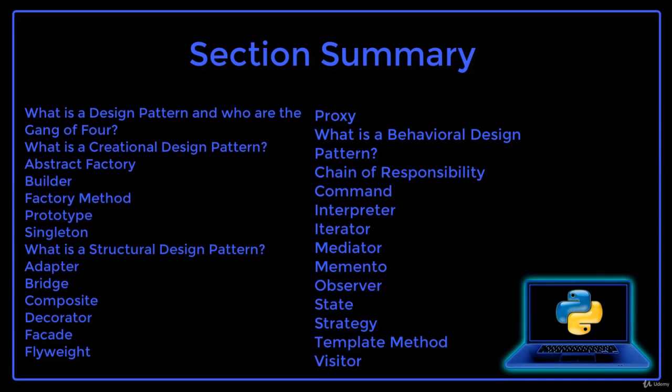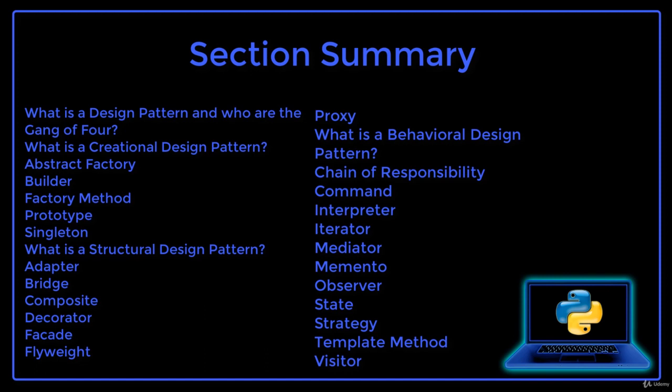In this lecture, we will look at a recap of what we learned in this section of the course. There are three types of design patterns that the Gang of Four created. They are creational design patterns, structural design patterns, and behavioral design patterns. Creational design patterns are used to create objects. Structural design patterns define the relationships between objects. Behavioral design patterns help to define how objects interact.